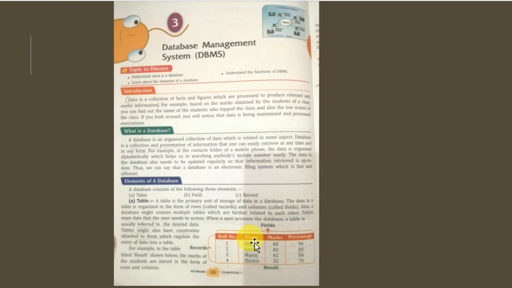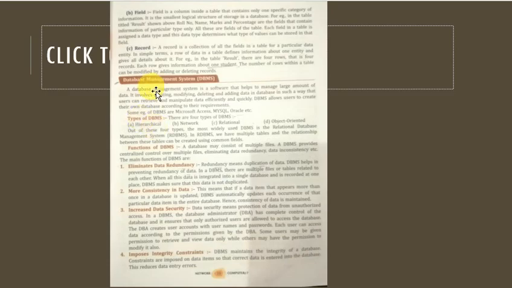Okay, next, let's move on to our next topic, which is database management system. Okay, so this was table, this was field and record. Now what is DBMS? A database management system is software that helps to manage large amounts of data. So it is software which helps you to manage large data. It involves creating, modifying, deleting, and adding data in a database. So how does it help? It helps us to create a table, create data, delete the data, or make changes in that data.